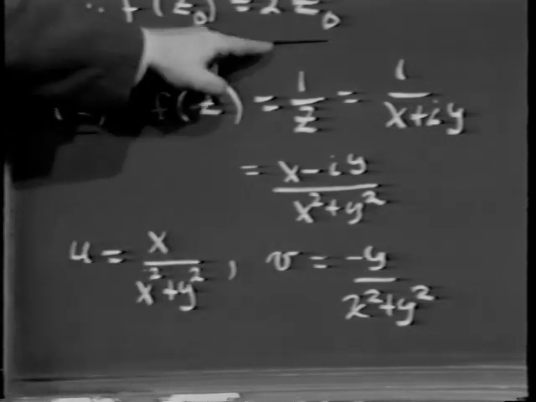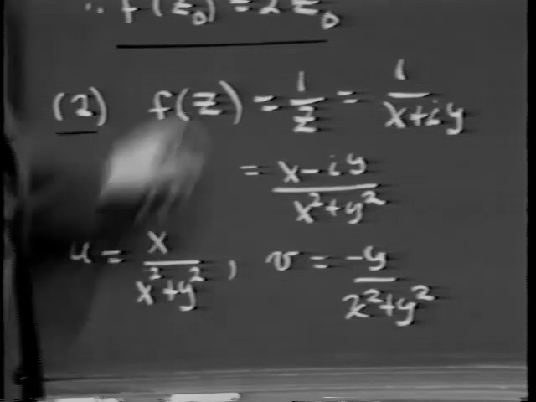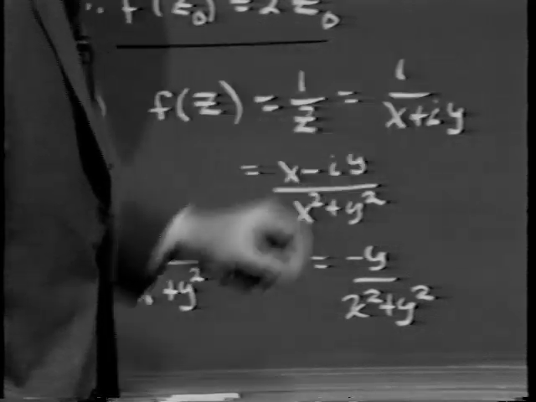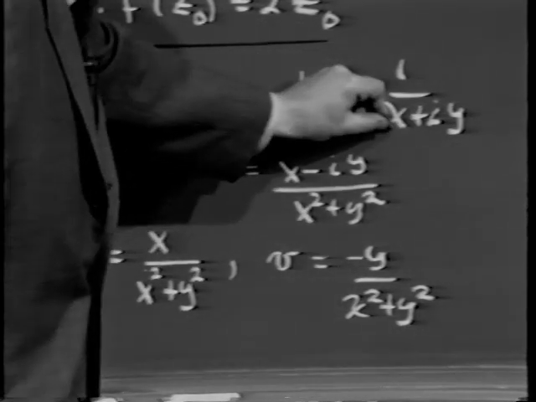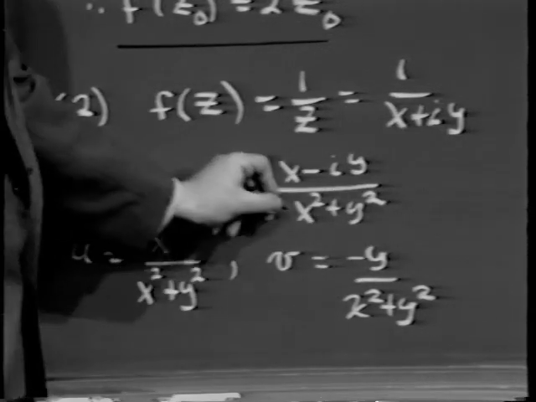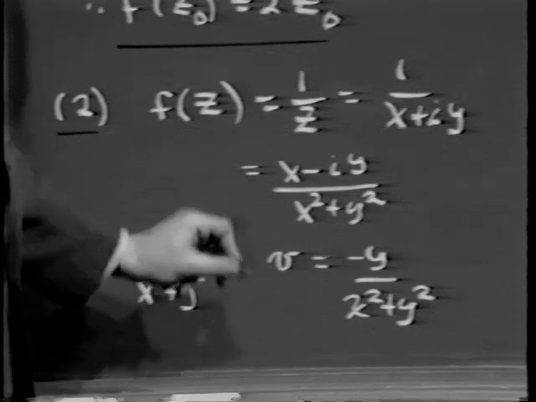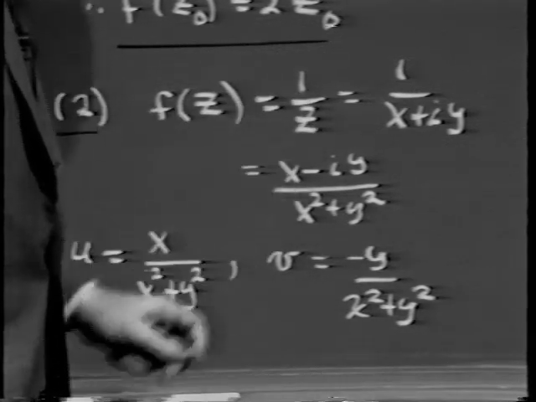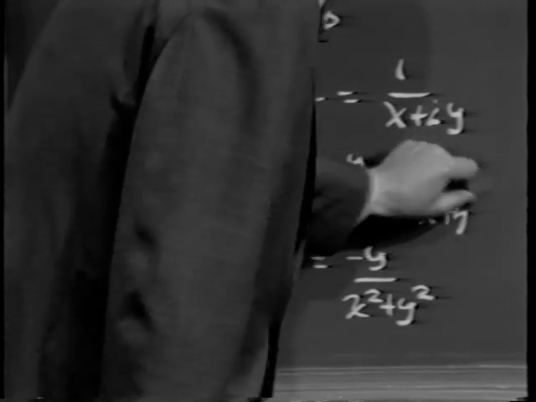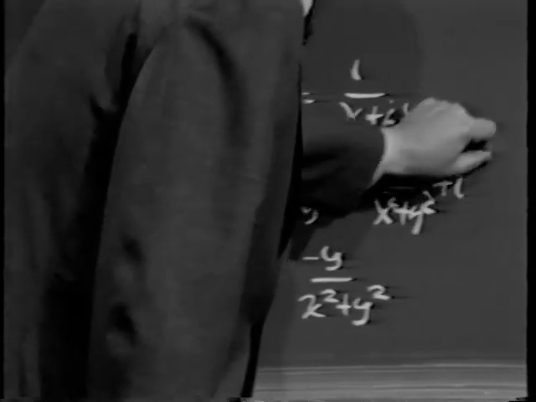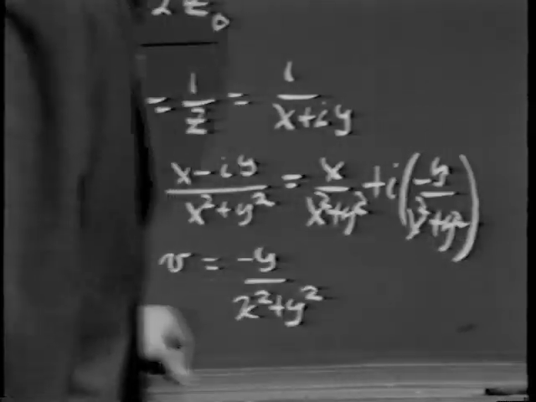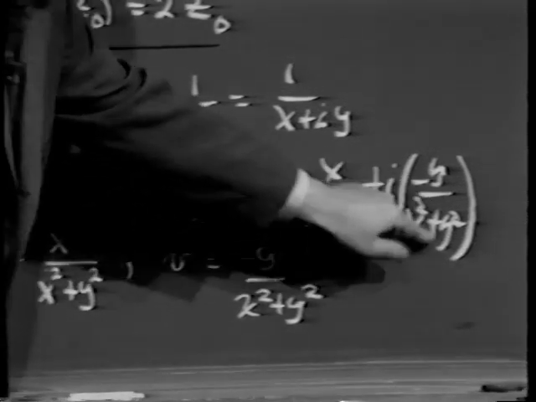To show you how this works in terms of u's and v's, just for the drill, if z is x plus iy, 1 over z is 1 over x plus iy. Multiplying numerator and denominator by the complex conjugate x minus iy here, my denominator becomes x squared plus y squared. Okay? My numerator is x minus iy. That's the same as x over x squared plus y squared plus i times minus y over x squared plus y squared. This is the u part. This is the v part.